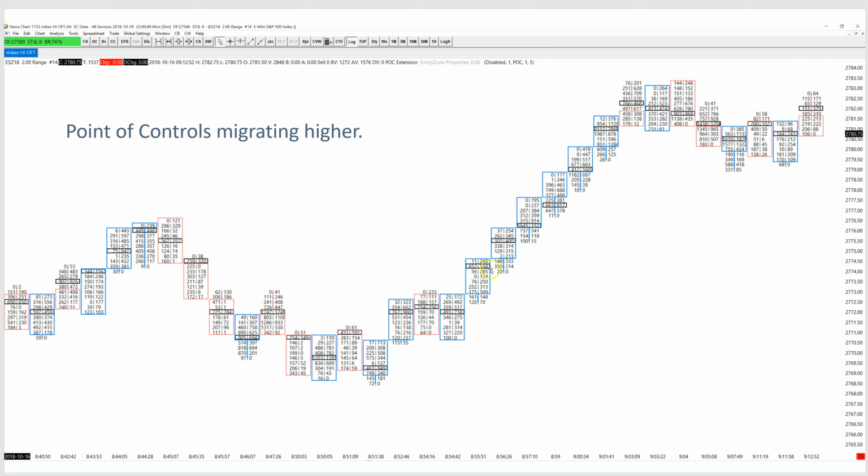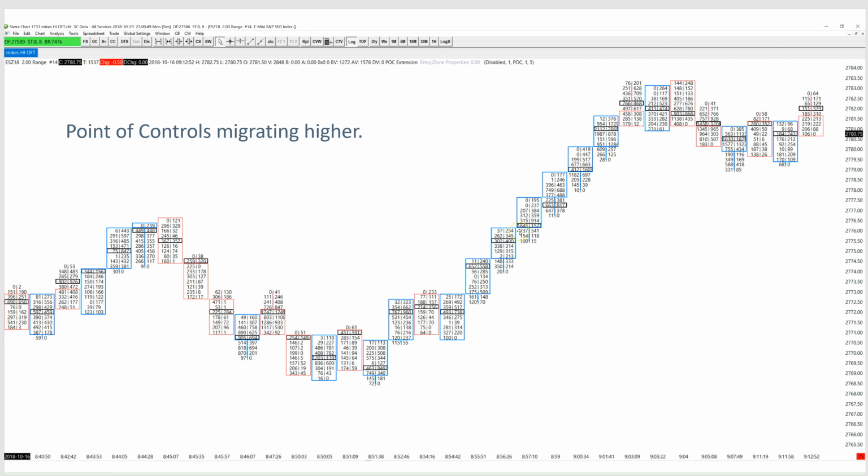This bar came right down, point of control came right down. This bar got one tick past the point of control. This bar came right at the point of control. This bar 2 ticks above the point of control. This bar 3 ticks above the point of control. This is what happens in a market that's rallying. You're seeing the point of controls in each bar higher.